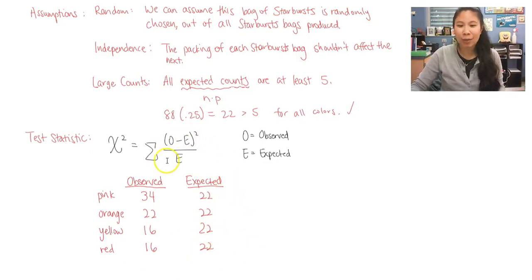I also want to go back to the test statistic formula and point out I drew my fraction line too big. So it's supposed to be the sum of all of this divided first, and then you add them up.